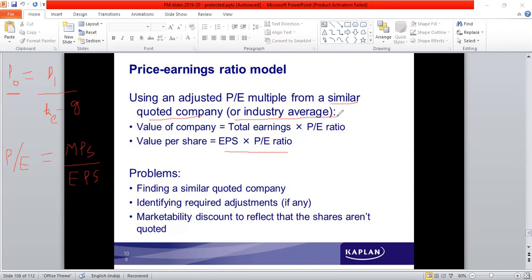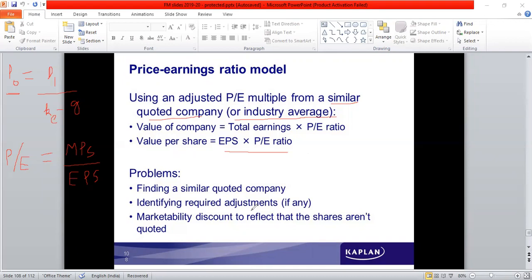What are the disadvantages, or what are the problems associated with that? The problems are finding a similar quoted company. So it should be on par with this particular company in terms of everything, in the activity, the capacity level, and other attributes. So that could be a problem. Identifying required adjustments. Because here we are using an adjusted price earnings multiple from a similar quoted company. So what are the adjustments? Identify that and then make the adjustments. Identifying that also is a difficulty.